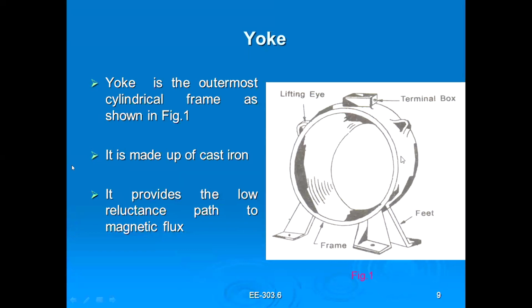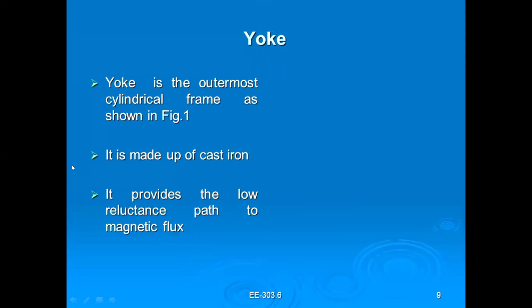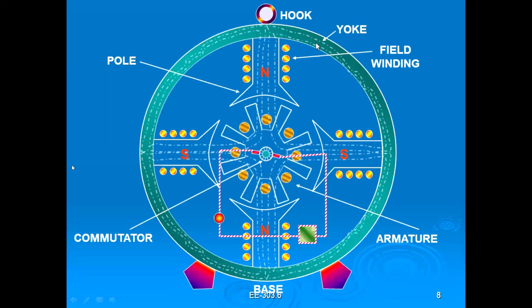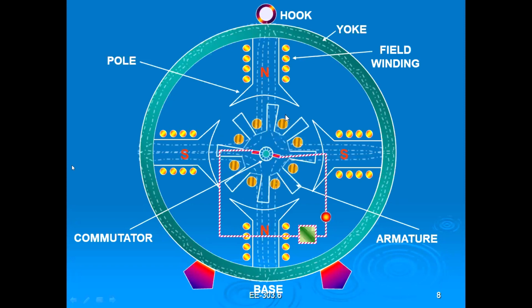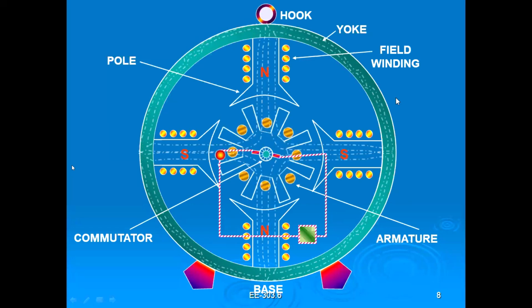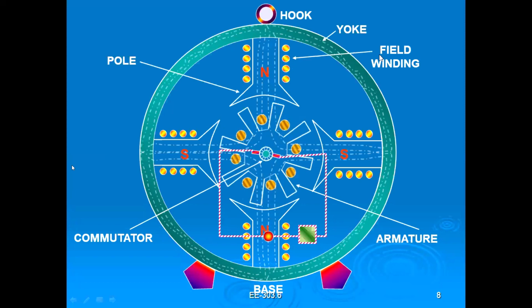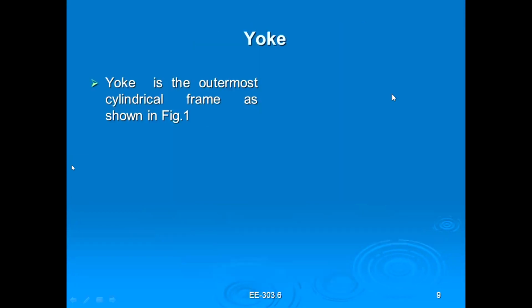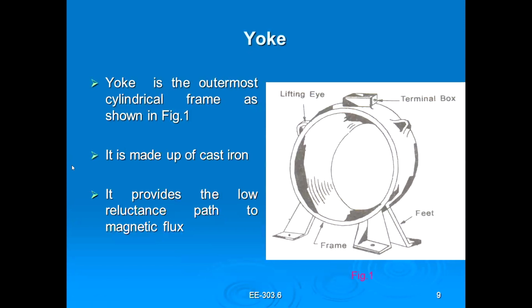So north pole to south pole, through the yoke, students, as shown previously. In the yoke, where are all these white lines blinking? These white lines are all blinking here. So from north pole to south pole, north pole to south pole, the magnetic field has to flow. So there must be a low reluctance path. That is the yoke. This is the function of the yoke.